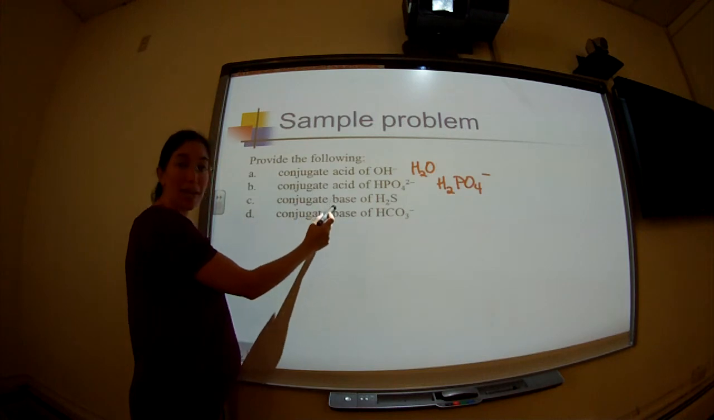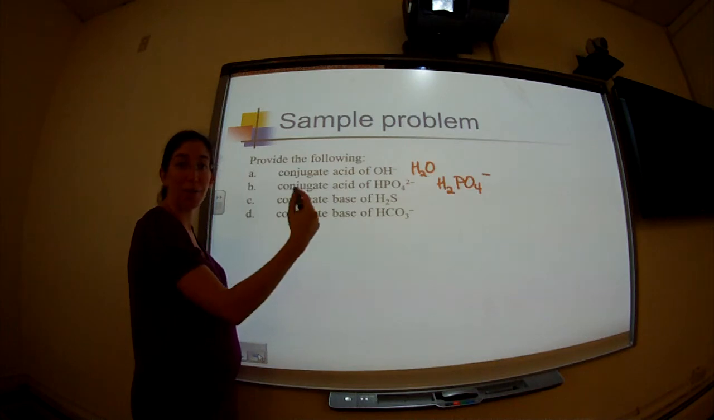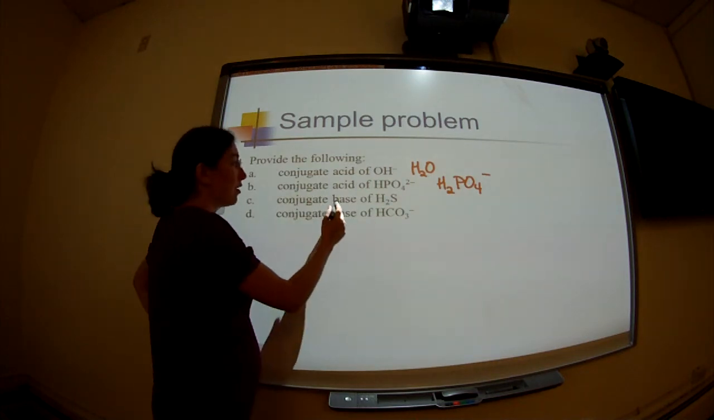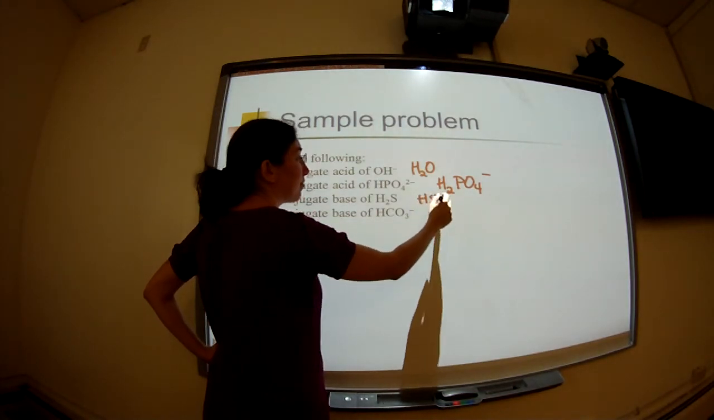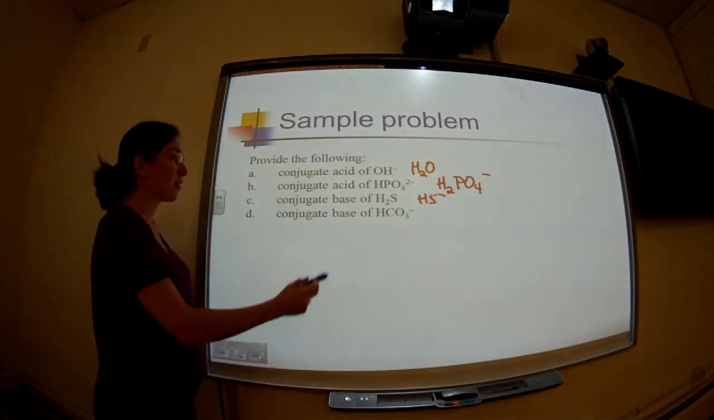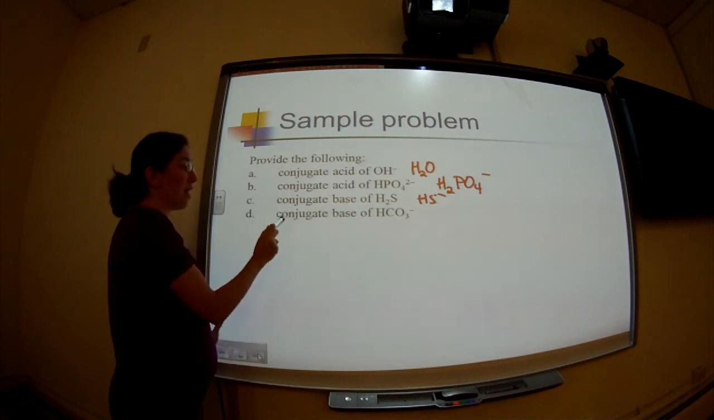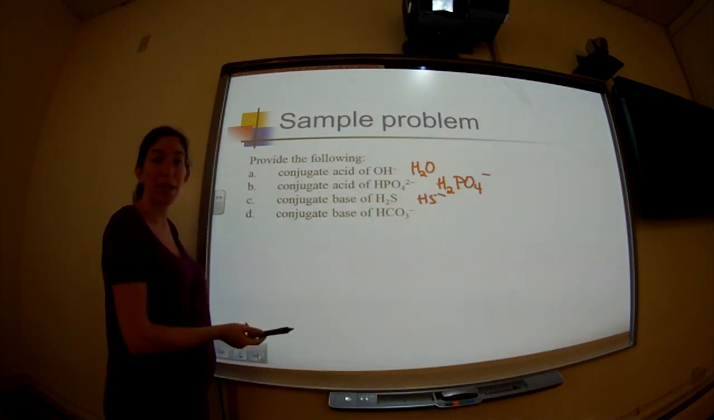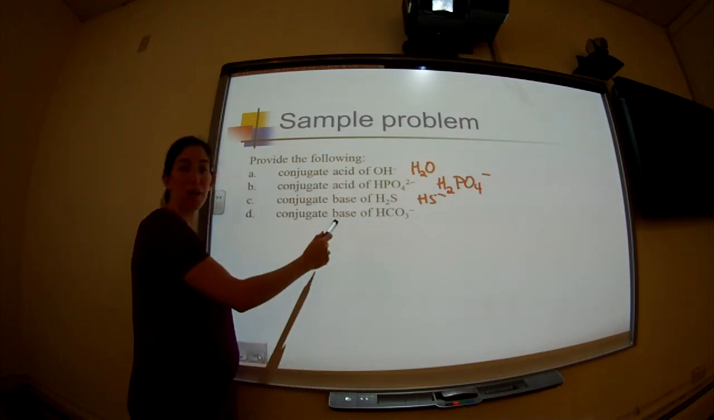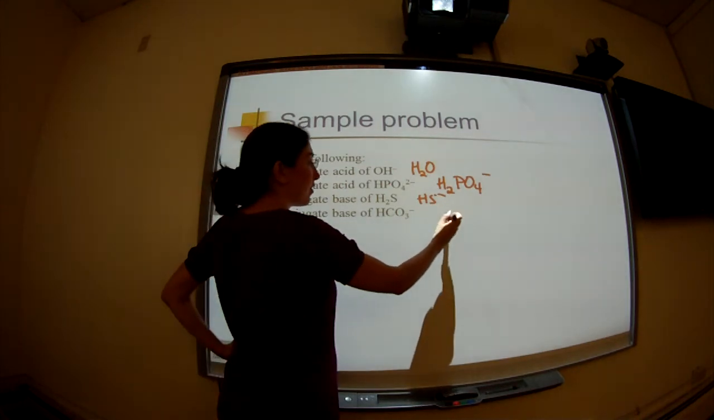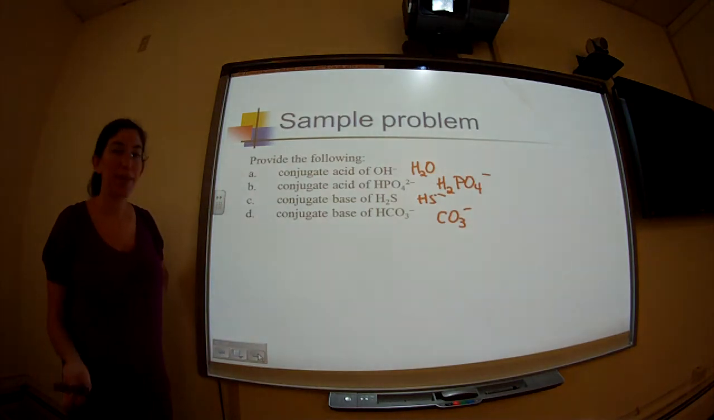The conjugate base of H2S. If this is the acid, what does it become after it donates a proton? That would be HS minus, because it loses a proton, so now it's a base. Now it can be a proton acceptor, the conjugate base. The conjugate base of HCO3 minus: this is the acid, so after it has donated a proton, it becomes this. Hopefully that makes sense.